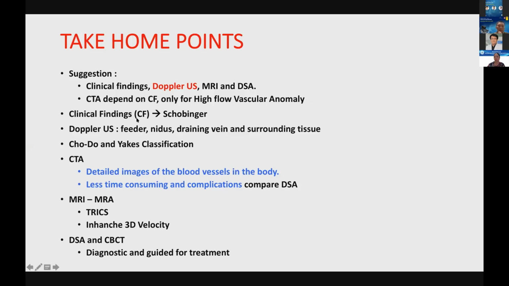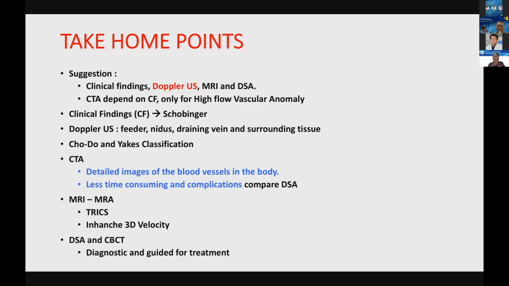For clinical findings, we use the Schobinger classification. With Doppler ultrasound, we should see the feeding artery, nidus, and draining vein, and we can see the surrounding tissue. We should use the CHODO classification and Yates classification, and you should explain them when we establish the diagnosis in our expertise. Not only that this is an AVM with a feeding artery and draining vein.